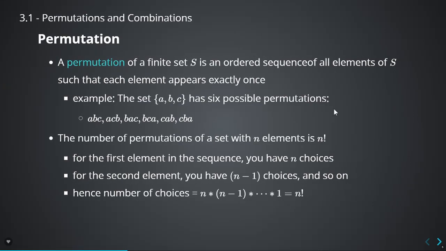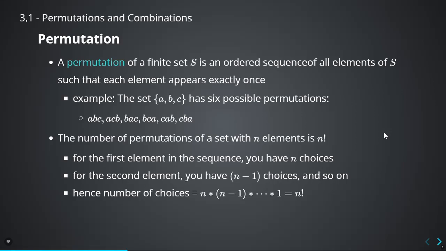Next up, permutation. A permutation is just a number of ways that you can arrange the elements of a set so that they appear only once. For example, if I have the set ABC, then there are 6 ways I can arrange them. I can have ABC, ACB, BAC, BCA, CAB, or CBA. And the number of permutations of a set with n elements is just n factorial.